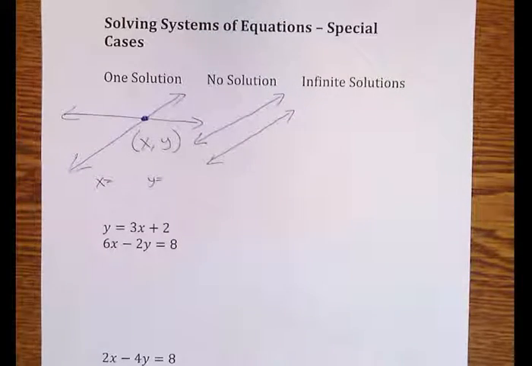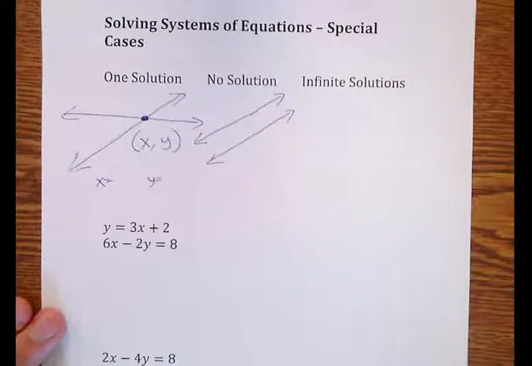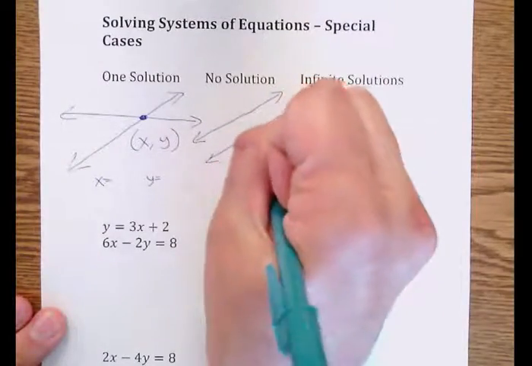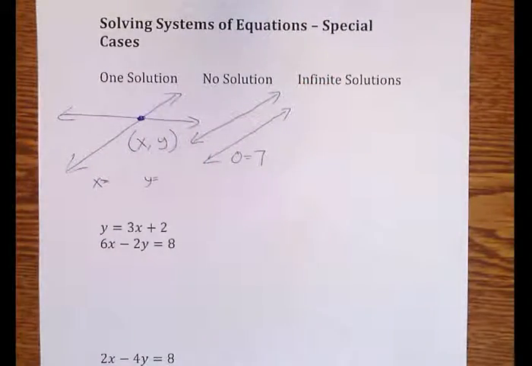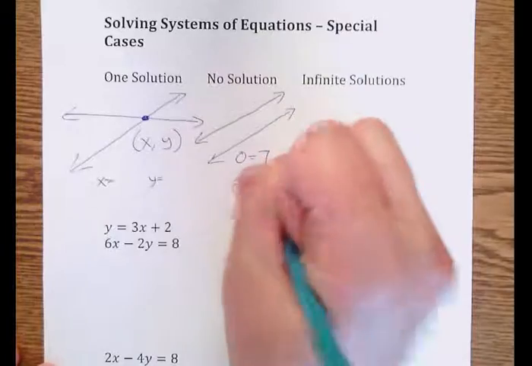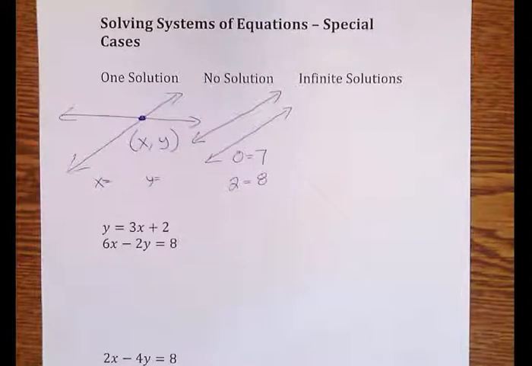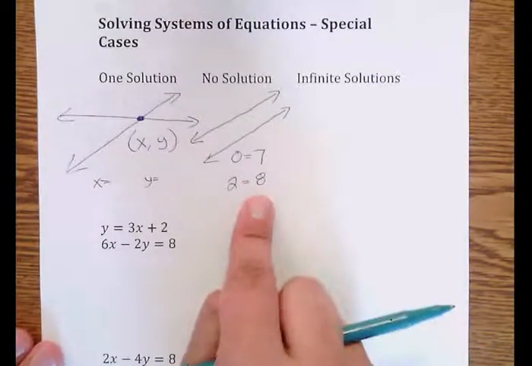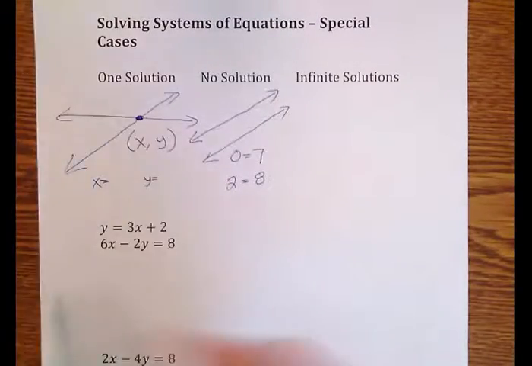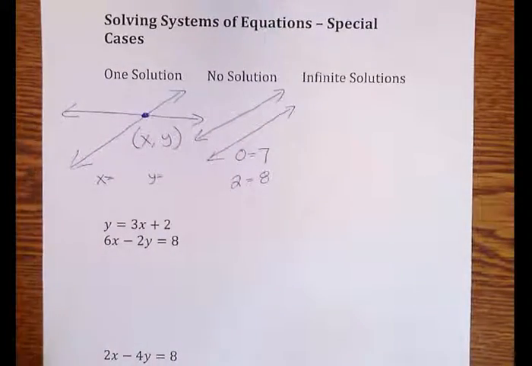Now, what happens when you're solving these problems by substitution and elimination? All your variables disappear. X is gone, y is gone, and you're just left with numbers. What you might run into is a case where you end up with 0 equal to 7. Well, that doesn't make sense because 0 is never equal to 7. Or you might get 2 is equal to 8. Well, 2 and 8 are not equal. You're left with just two numbers that aren't equal to each other. It doesn't make sense, but it doesn't mean you did the problem wrong. It means you have a no solution problem. So you just write no solution, and you can move on.